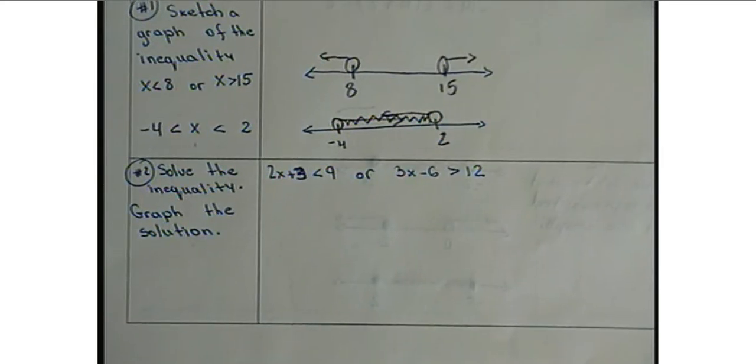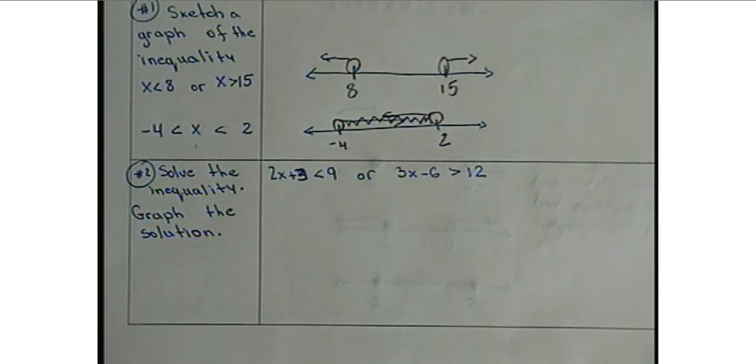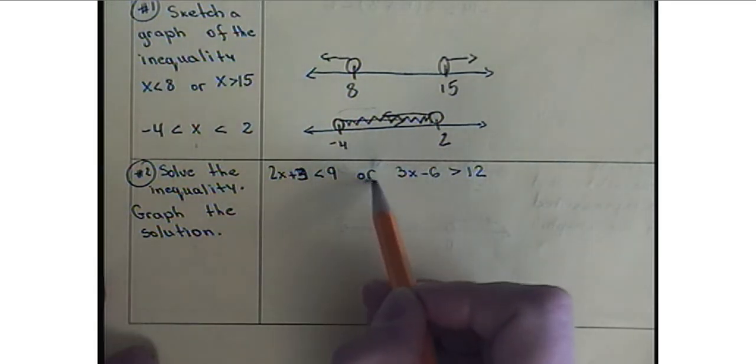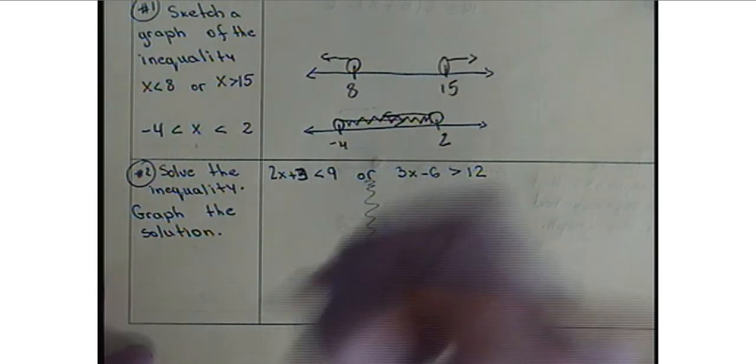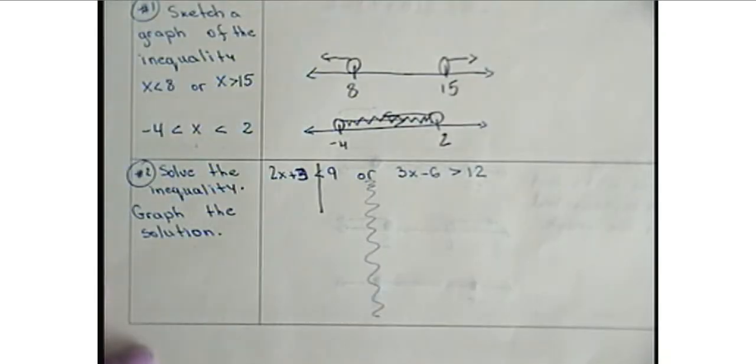Number 2. Solve the inequality and then graph the solution. So look at this. We have two separate inequalities. OR means we need to separate those when we do the calculations. And let's solve each inequality independently.